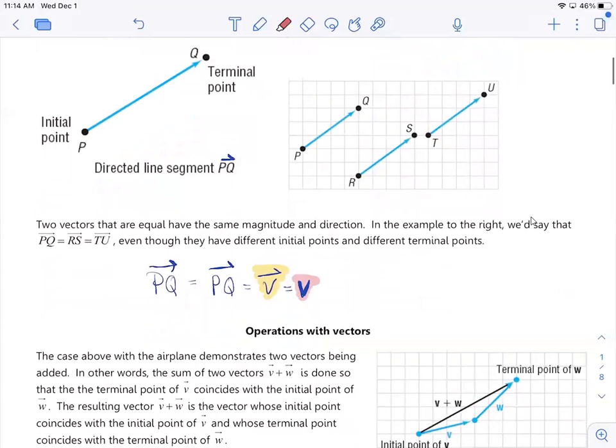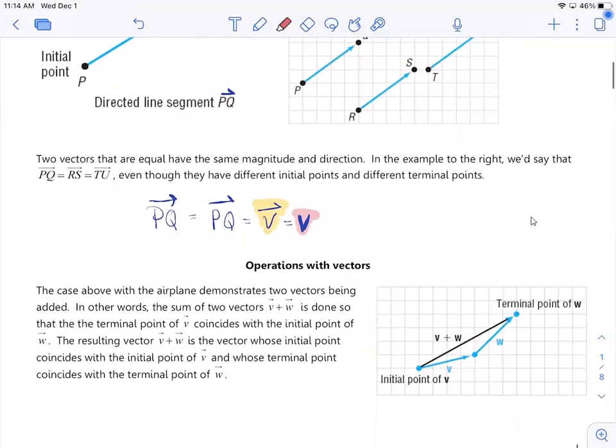Now, operations with vectors, we can do all the operations with vectors. We can add them, we can subtract them, we can multiply them, we can multiply them by a scalar. We're going to talk about in the next section how to multiply two vectors, but right now we're just going to deal with multiplying a vector by a scalar, meaning multiplying it by 2 or 3.